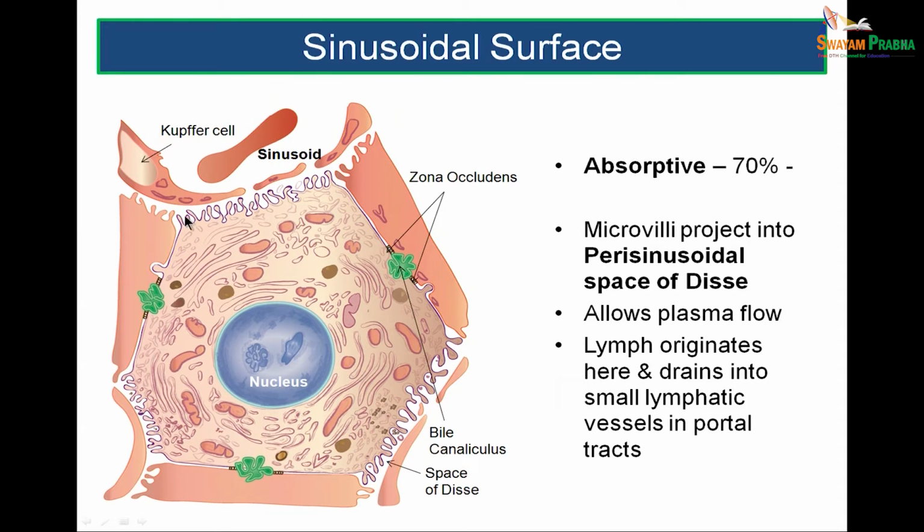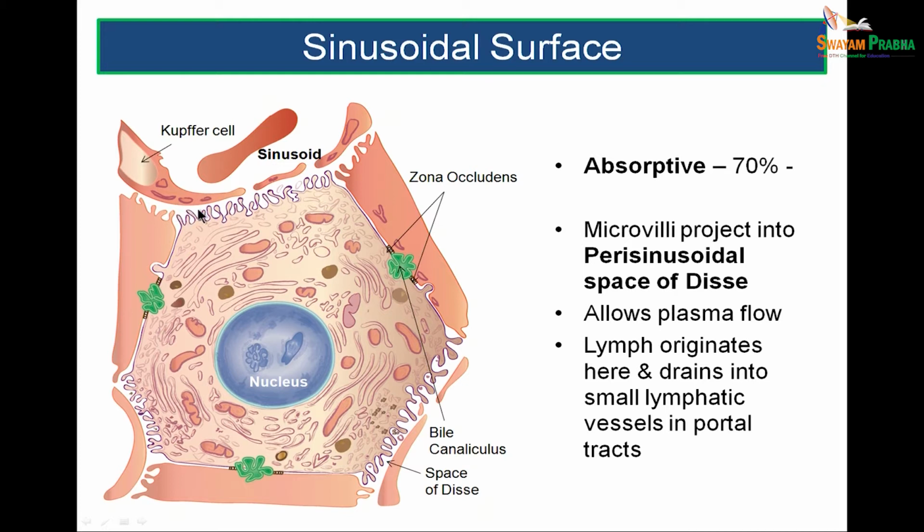Let's study the sinusoidal surface. We said this is an absorptive surface, about 70% of the surface area. Do you notice these small projections here? These are microvilli. They are finger-shaped projections, and what do they do? They increase the surface area of the cell for absorption or secretion.